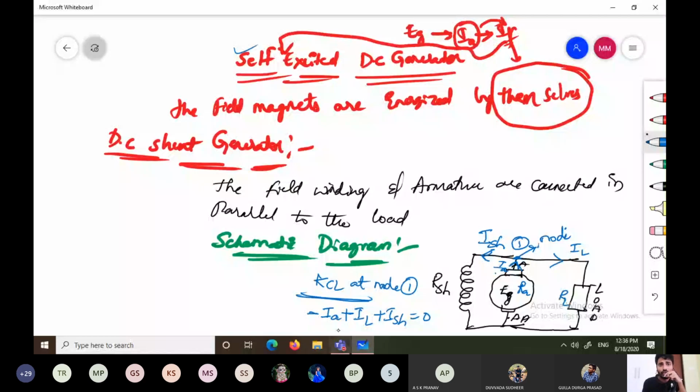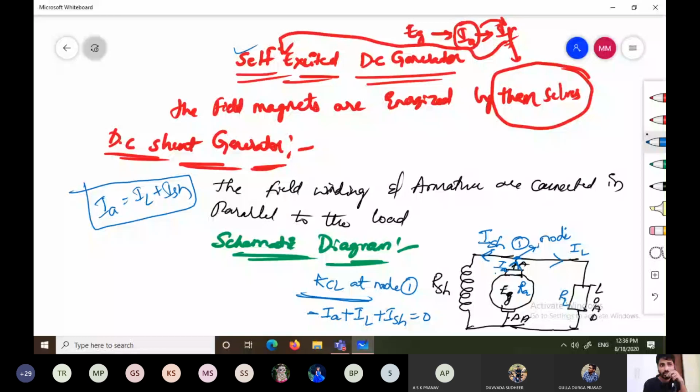Okay. So now I want the IL value from this equation. So what is the IA equation now? IA is equal to IL plus ISH from this equation. From the schematic diagram, we can observe that this IA is able to supply load current and field current also. So that's why IA is equal to IL plus ISH. Now it is clear. This is the IA equation.